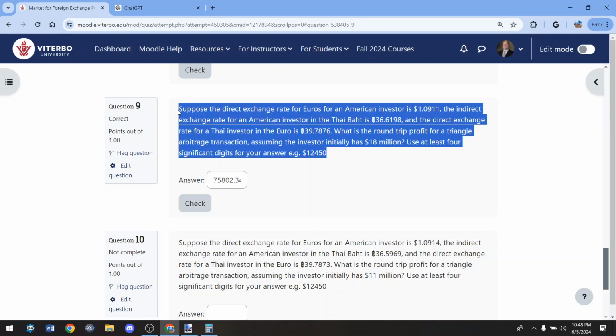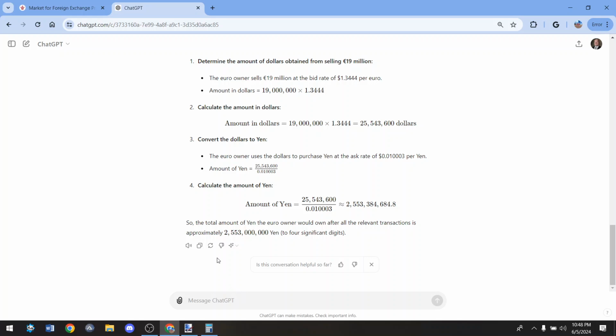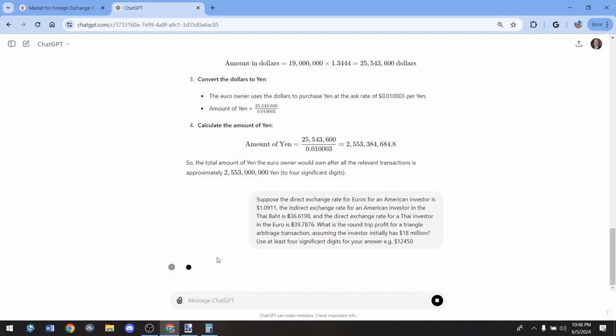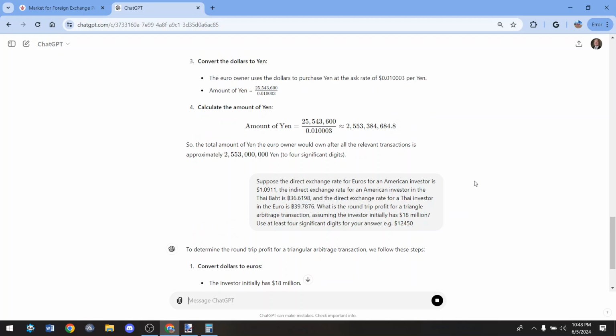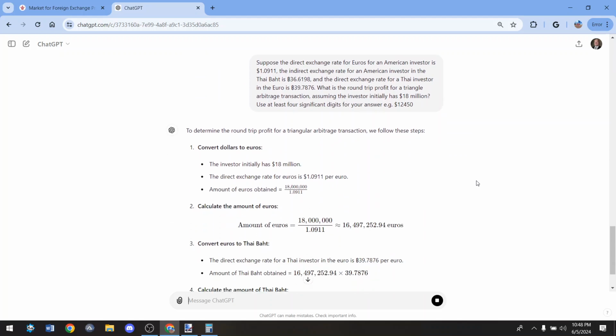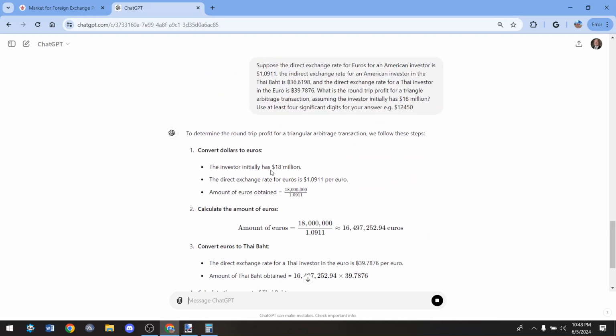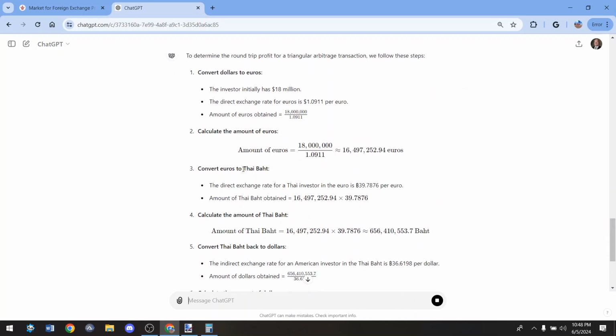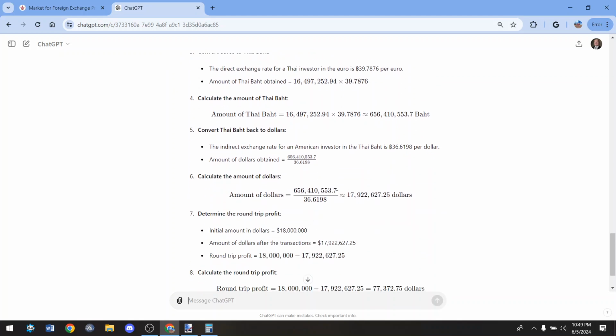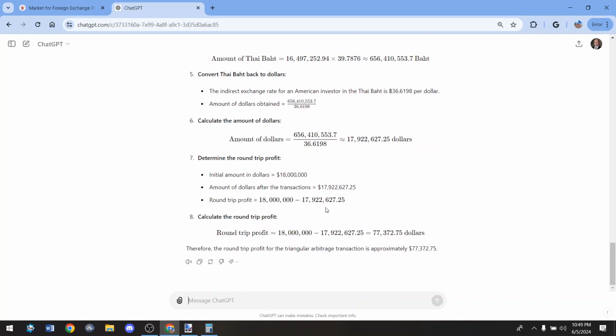All right, as per usual, let's see how the AI is doing. See if it has anything to say. Hopefully it sets up the transactions. I wonder if it will see that the smart way to go was baht first. Let's see if it's smart enough to know to do that. It's going to do euros first, and then baht. So it didn't do it the smart way. So the round trip profit, right?